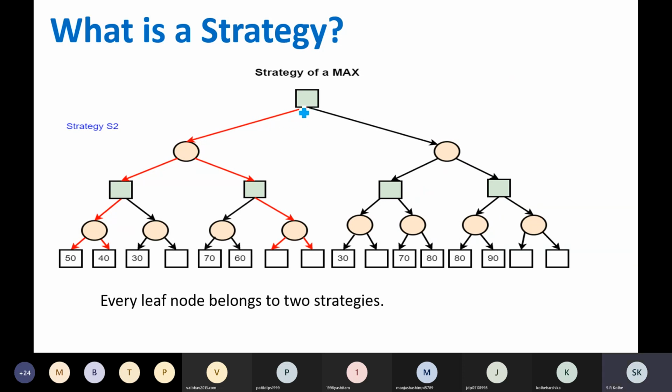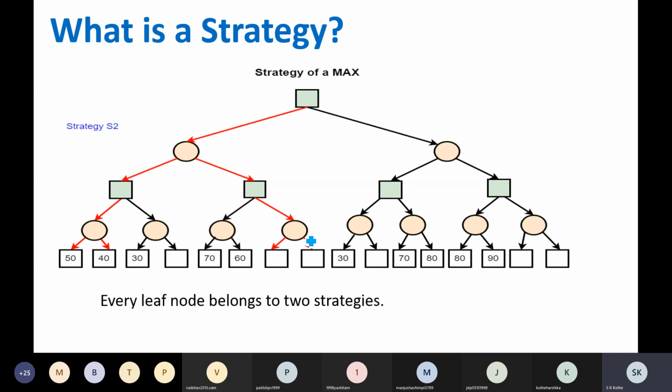Consider this red one. If max makes this move, min can make either of these. So we are considering all the moves, all possible moves made by min. So if min makes this move, then max will make, suppose, the leftmost move. Consider another possibility. Suppose min has made this move, max has made this particular move.